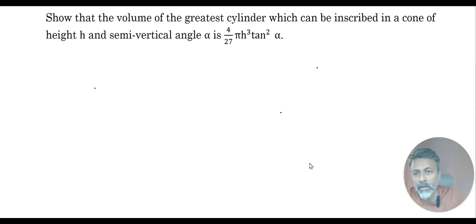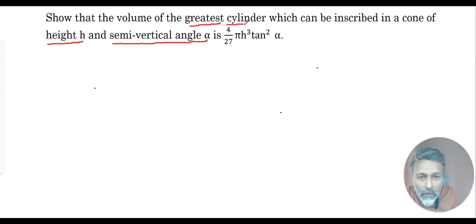Let's take one more. Show that the volume of the greatest cylinder that can be inscribed in a cone. So greatest means maximum. The cylinder is inside a cone of given height. So the cone's height is a constant and the semi-vertical angle of the cone is alpha. We want to show that the volume of the cylinder is 4 upon 27 pi h cube tan square alpha.